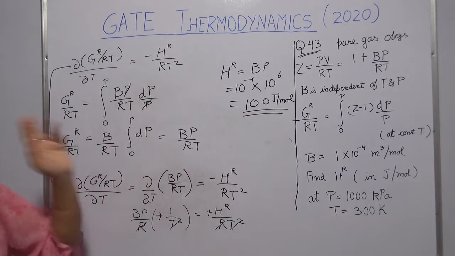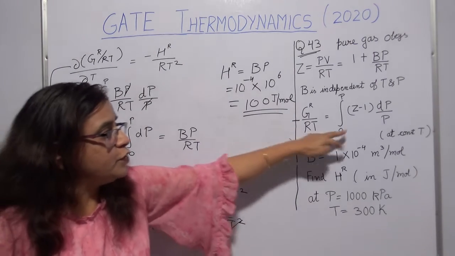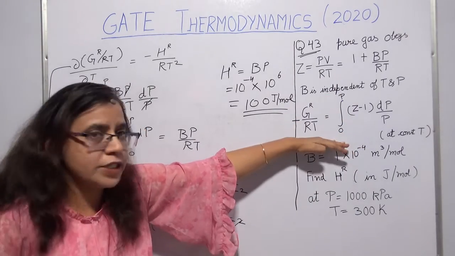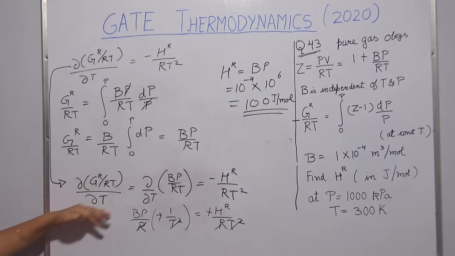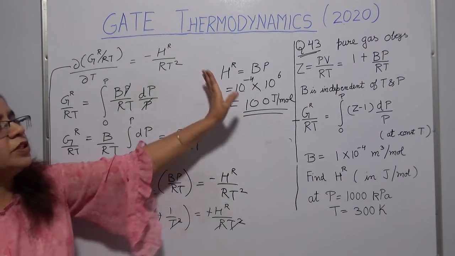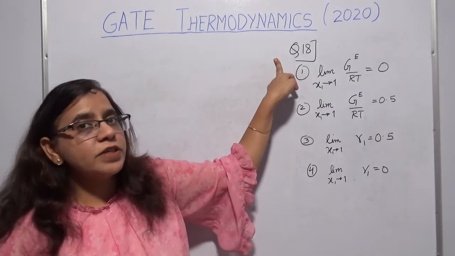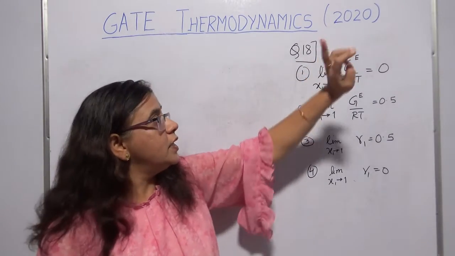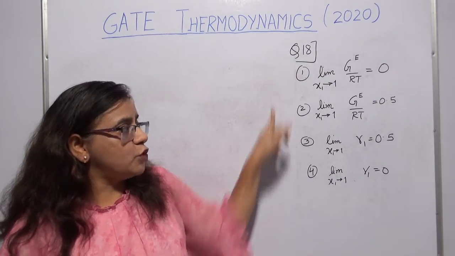Okay, so just to recap, what you do is, for GR by RT, first you integrate by putting the value of Z minus 1 from this, you calculate your GR by RT, then you differentiate this GR by RT with respect to T in order to get your HR. And then you just put the numerical values, and you obtain the answer. Okay, so the second question which I am going to take is question number 18 of GATE 2020, in which there were 3 relations which were given, and you were asked which one is correct.